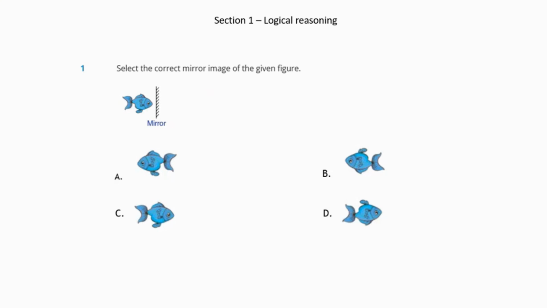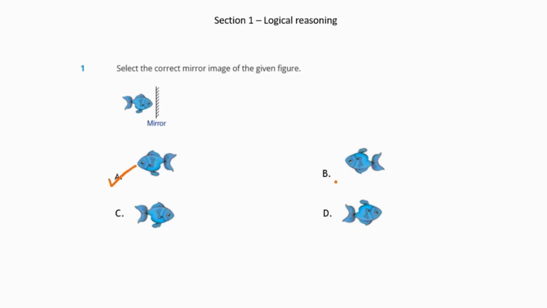First question. Select the correct mirror image of the given picture. When we are checking for a mirror image, both sides should be symmetric. When we cut into 2 equal parts, both sides should be the same. So when we check the pictures, the first one, is it matching with the mirror image? Yes, the first one is matching.